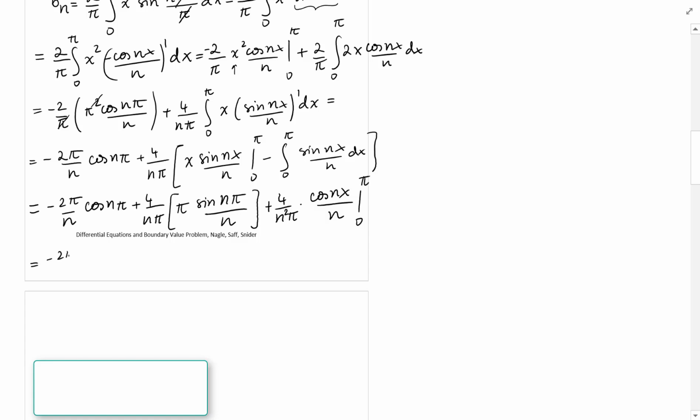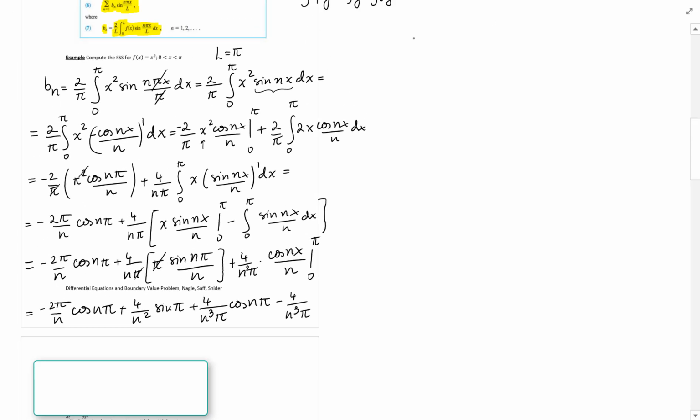So this is equal to negative 2 pi over n cosine of n pi plus 4 over n squared sine of n pi, and then plus 4 over n cubed pi cosine of n pi, and then minus 4 over n cubed pi. So really quick, if I have cosine, let's put them here, cosine of 0 is 1.